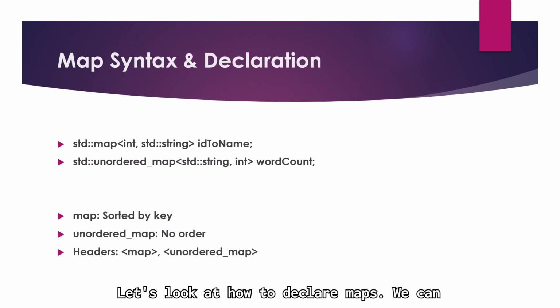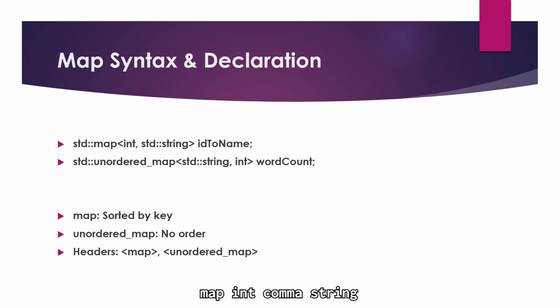Let's look at how to declare maps. We can declare an ordered map like std::map<int, string> id_to_name. Here each integer key maps to a string value, perhaps an ID mapped to a person's name. For faster access, we use std::unordered_map<string, int> word_count. This would be great for counting word occurrences. Remember, map keeps keys sorted while unordered offers no guaranteed order. Make sure to include the correct headers: map for ordered maps and unordered_map for unordered ones.